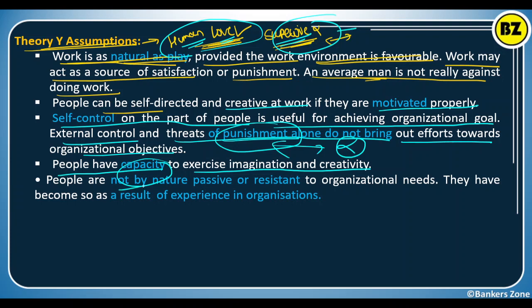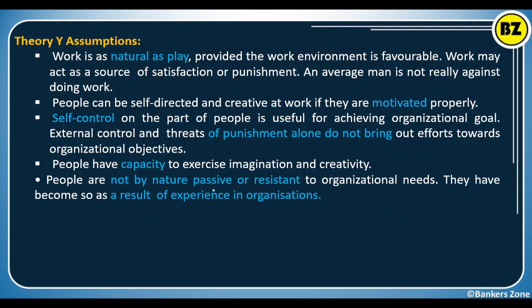The people are not by nature passive or resistant to organizational needs. They have to become so as a result of their experiences in the organization. So passive or resistant to organizational needs means we are not against the objective or goal of our own organization. We are behaving like that because we got some experiences in the organization. So this is the assumption, and based on that we can say that people love to work, and they don't need to be supervised. Okay, they love to work.